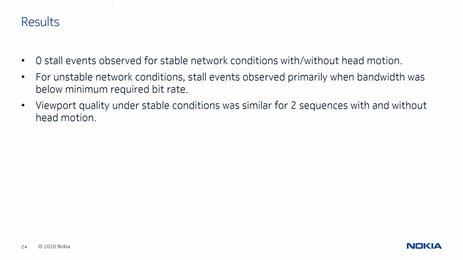So the results were promising in terms of stall events. We observed 0 stall events for stable network conditions with or without head motion. For unstable network conditions, we primarily observed stall events when the bandwidth was not sufficient. We observed under 1 second of stall events for unstable network conditions, so less than 1 second, when bandwidth was sufficient, and this was when bandwidth dropped suddenly. However, this was under 1 second for a 10-minute video, so these were quite rare and were not very long.